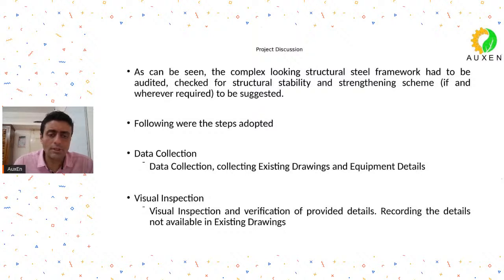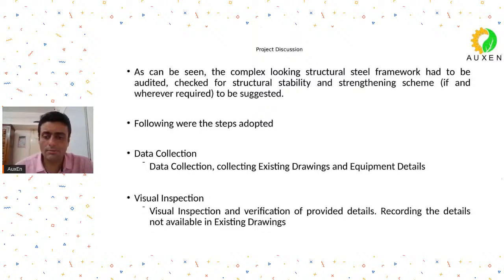Because it was an industrial unit, we collected the equipment details, we collected the existing drawings, whatever we could get our hands on, we collected that. So that would be the first step, data collection. Then you do a visual inspection.